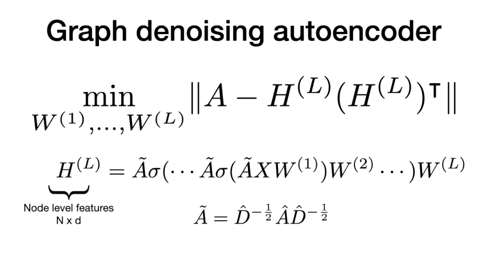So here we are looking at some node-level features given by a graph autoencoder. We multiply them with their transpose to obtain an n by n adjacency matrix, and we assert that the resulting matrix should be close in terms of Frobenius norm to the true adjacency matrix.